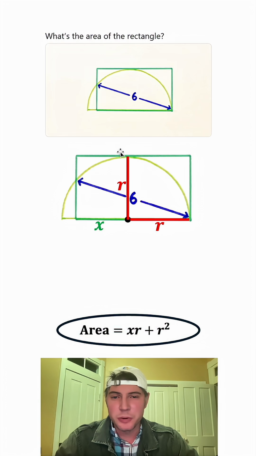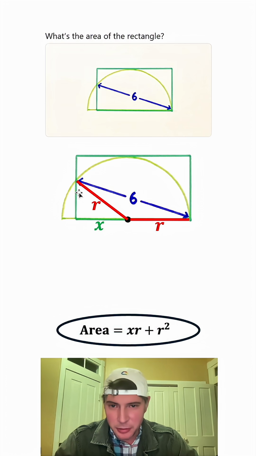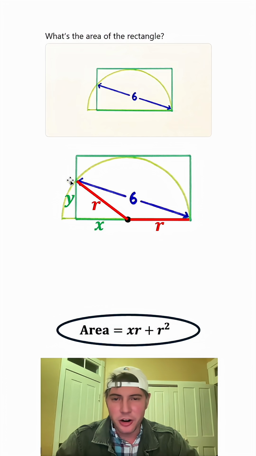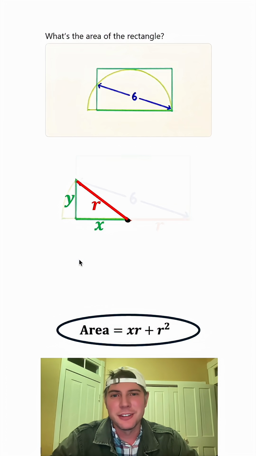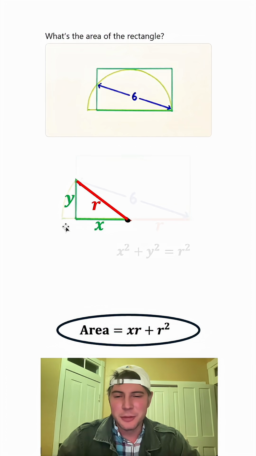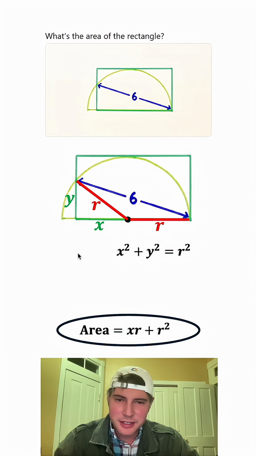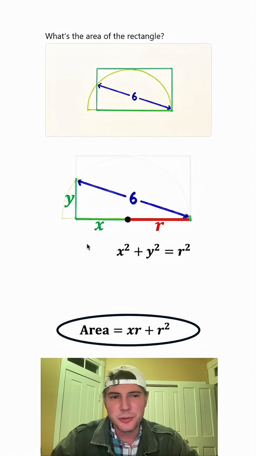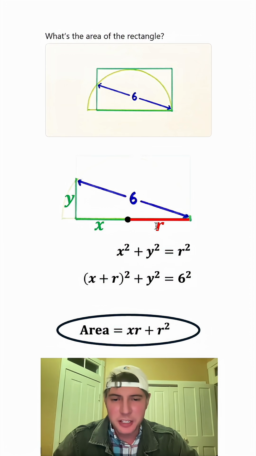Next, let's swing this radius down here. Let's label this other unknown distance as y. This y, x, and r make a nice looking right triangle. Let's do Pythagorean theorem. It'll be x squared plus y squared is equal to r squared. And then I see another right triangle. Let's get rid of this radius and focus on this right triangle. And we could do Pythagorean theorem again. It'll be the quantity x plus r squared plus y squared equals 6 squared.